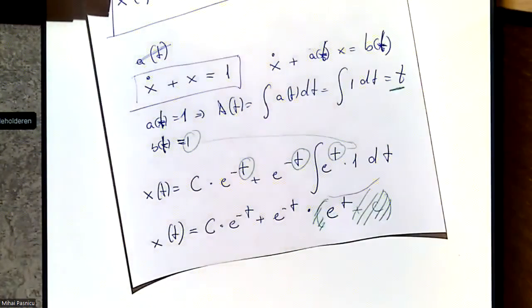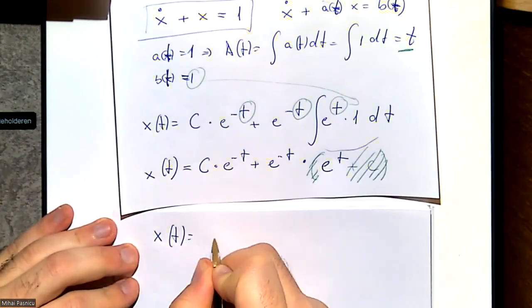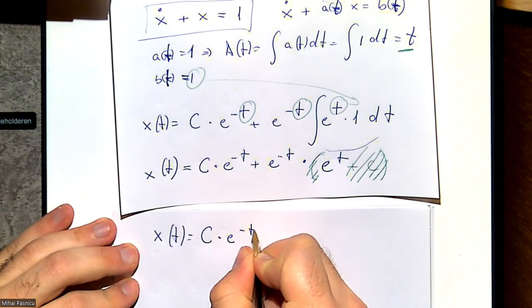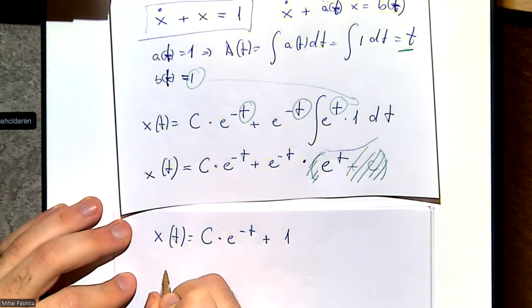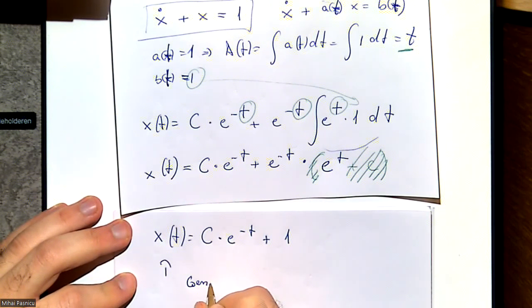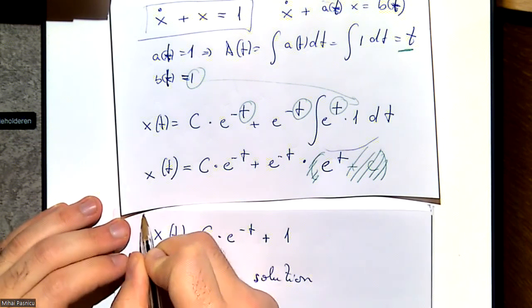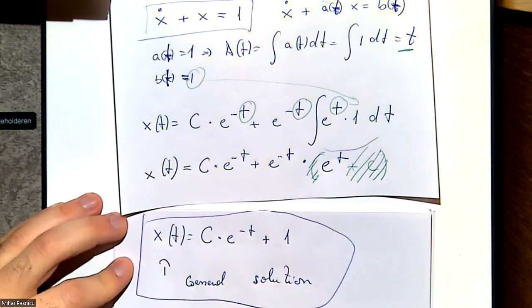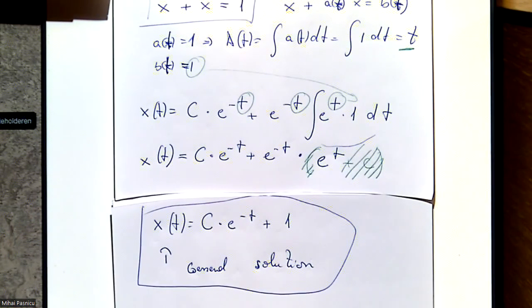So my final answer is just x of t is equal to c e to the minus t plus 1. This is the general solution. Sounds like a cartoon thing, this general solution kind of thing. Okay, so this is it. This is all that you need to know in order to solve differential equations.